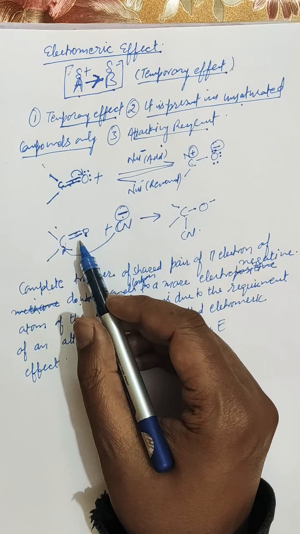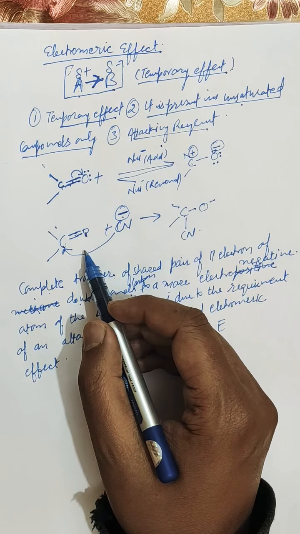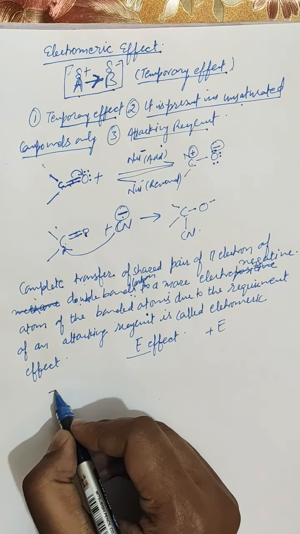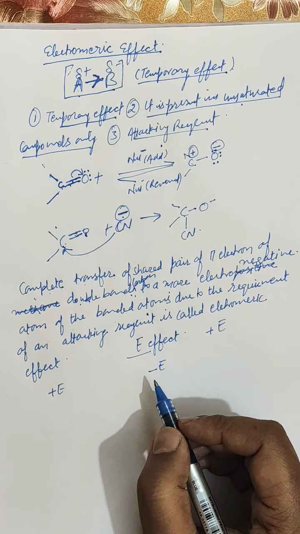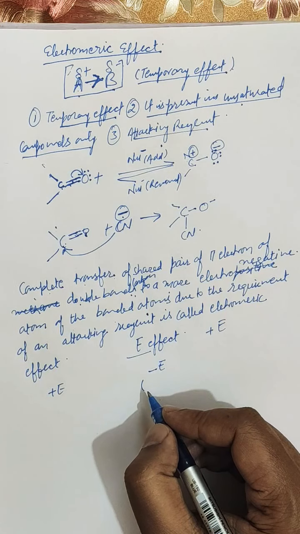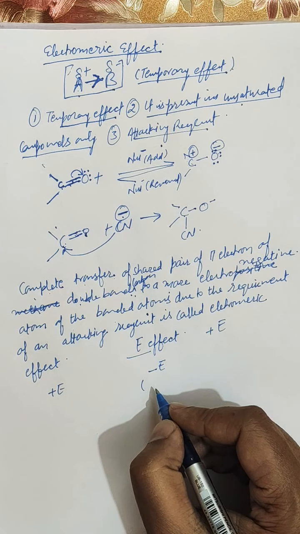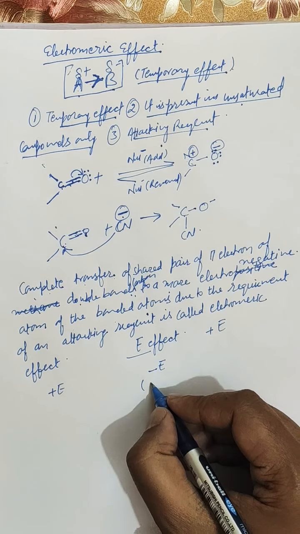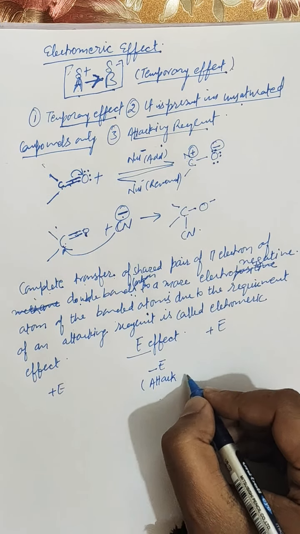Whereas when the transfer of pi electrons takes place to an atom of the double bond other than the one to which the attacking reagent gets finally attached, it is called minus E effect. So plus E effect and minus E effect. First of all, let's take the minus E effect. When the transfer of pi electrons takes place to an atom of the double bond other than the one to which the attacking reagent gets finally attached.